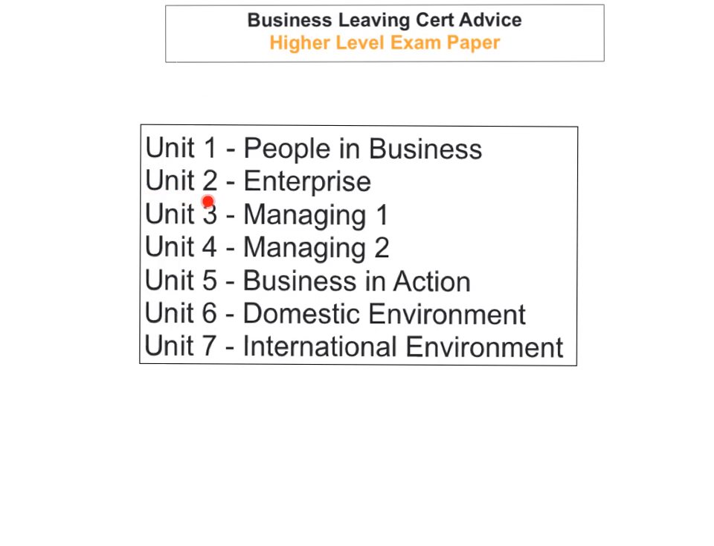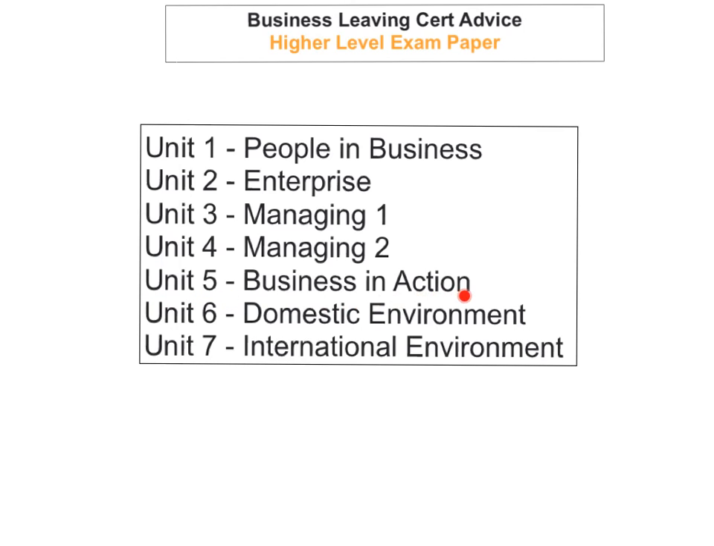For unit 2, it's all about enterprise, and this is about enterprise characteristics and the skills and the importance of enterprise. Unit 3 is managing 1. So this is manager characteristics, manager skills and activities that take place within the business. Unit 4 is managing 2. So this is household and business finances, insurance and taxation. It's looking at human resource management, management of change, and interpreting accounts. So it's like your ratios.